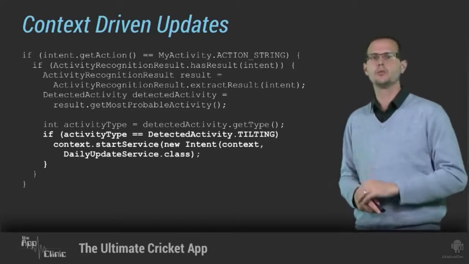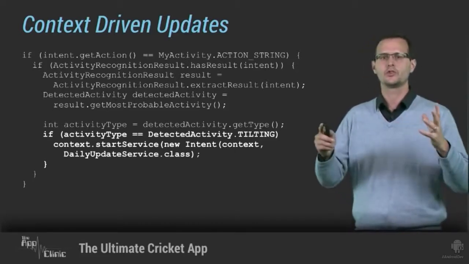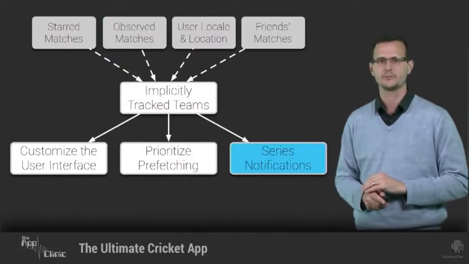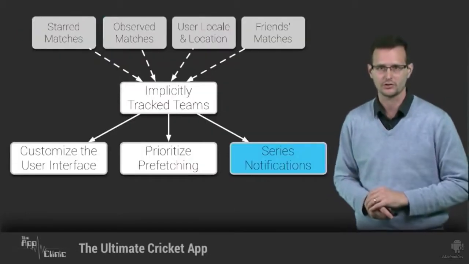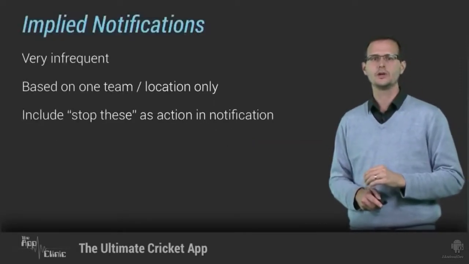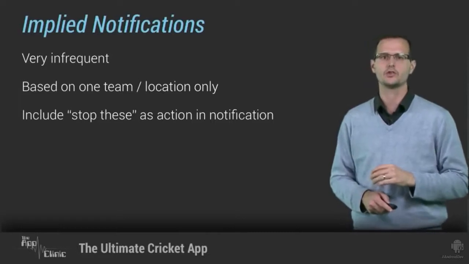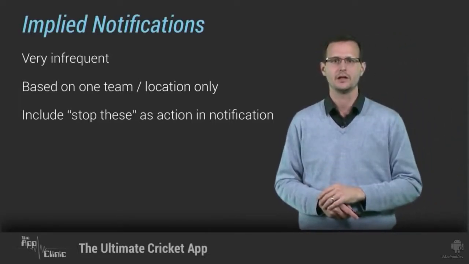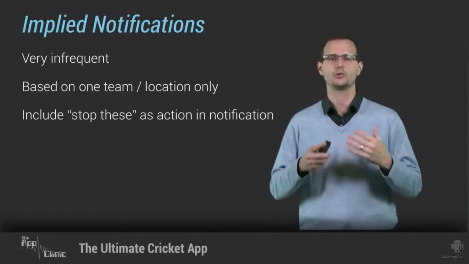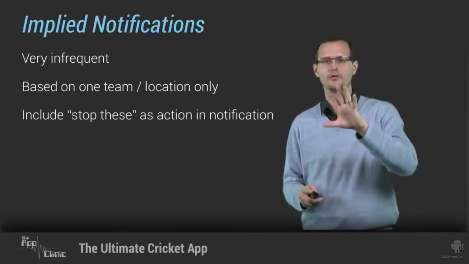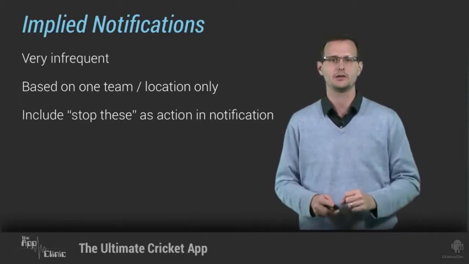Finally, there's one more piece of magic that we can build which sits at the confluence of background updates and implicitly tracked teams. Series notifications. By tracking the teams that we think users are interested in, we can send them infrequent notifications to alert them of significant events related to a particular team. This can be a really effective way to help drive engagement by reminding people to use your app, but it's important to be very careful not to become spammy.